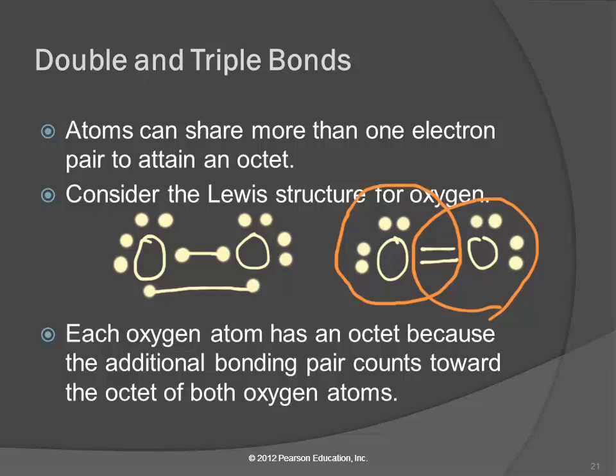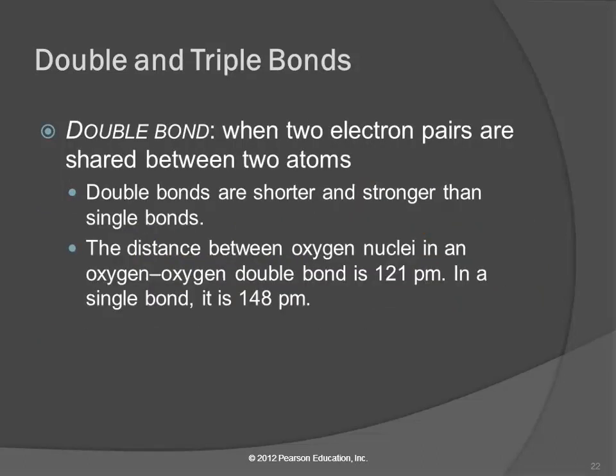So that's called a double bond. A double bond is two pairs of electrons being shared. Okay, single, one pair, double, two pairs. Double bonds are shorter and stronger than single bonds. The distance, just as an example, if you look at oxygen nuclei, if there's a double bond, the distance between the nuclei, which is equivalent to the bond length, is 121 picometers, and a single bond is 148. So by sharing two pairs of electrons instead of one, that pulls those atoms closer together, and it also creates a stronger bond between them.